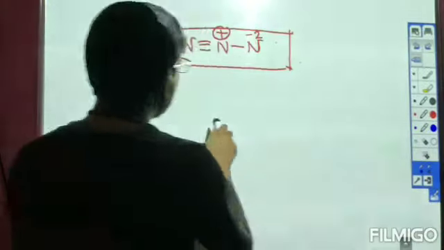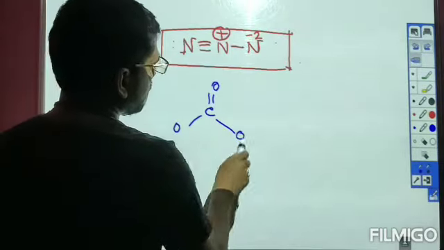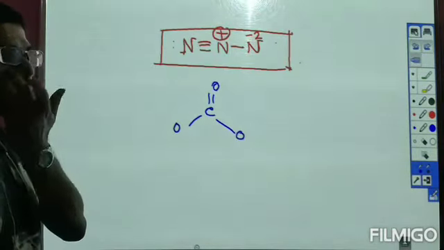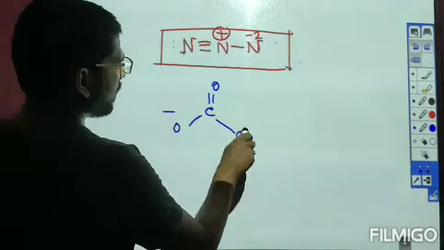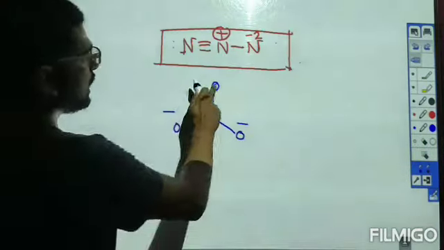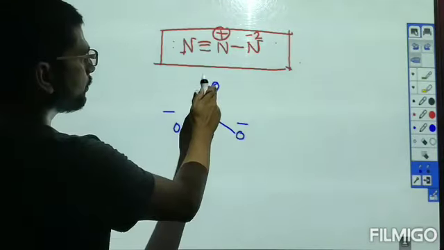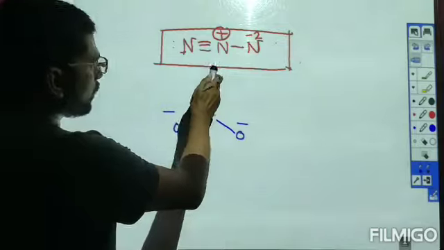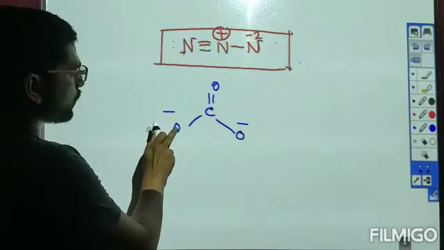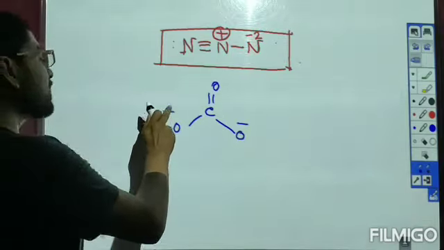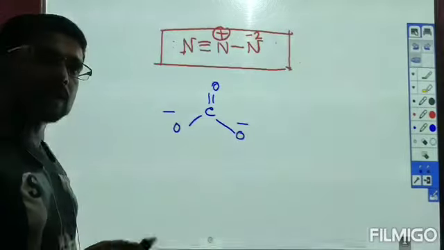In case of CO3 minus 2, this is the structure of CO3 minus 2. Now, formal charge of oxygen here will be minus, and here it will be minus. Why? Because in this case, the double bonded oxygen forms 2 bonds with carbon, so this oxygen won't have any formal charge. However, on this oxygen there will be a negative formal charge, and on this oxygen also a negative formal charge.